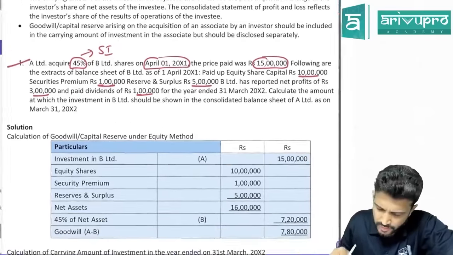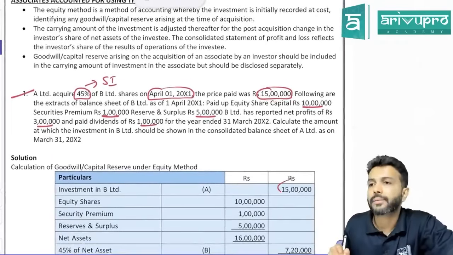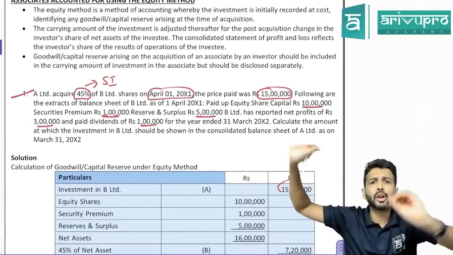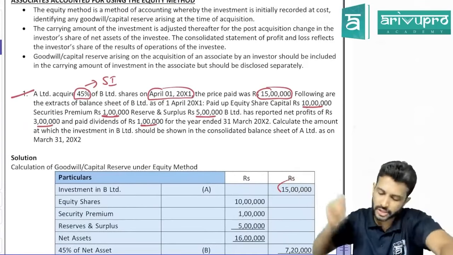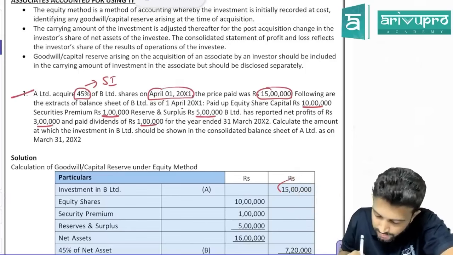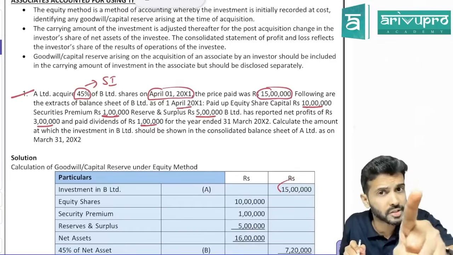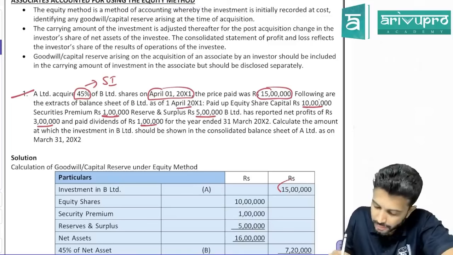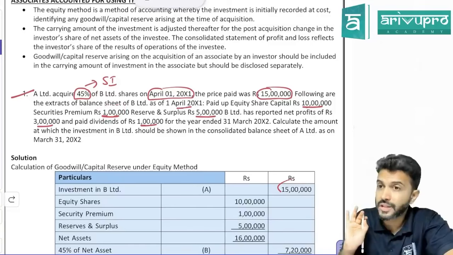So first, how much is the cost of investment? How much did you pay? 15. Next, we need net assets. Are you working from the assets minus liabilities angle or the shareholders' funds angle? Shareholders' funds. On the day you got significant influence, we want the share capital and reserves and surplus of that day. Given or missing? Given. So what is share capital? Take your calculator. 10 lakh.